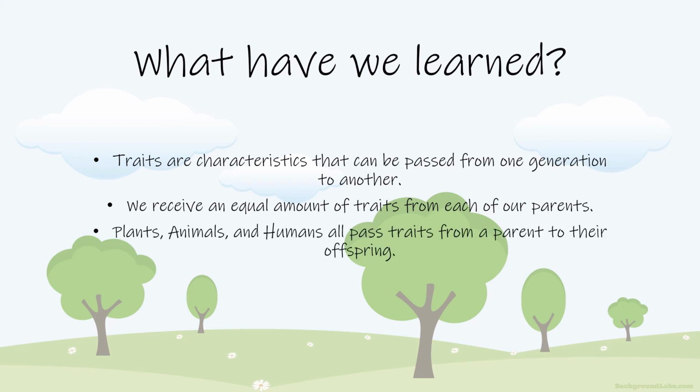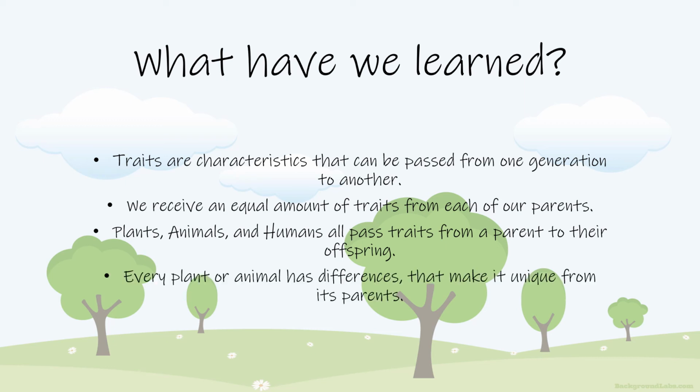Plants, animals, and humans all pass traits from a parent to their offspring. It's easy to see the connection between humans and animals, and the common misconception is to leave out plants. But the process for plants is the same as with humans and animals. Every plant or animal has differences that make it unique from its parents.